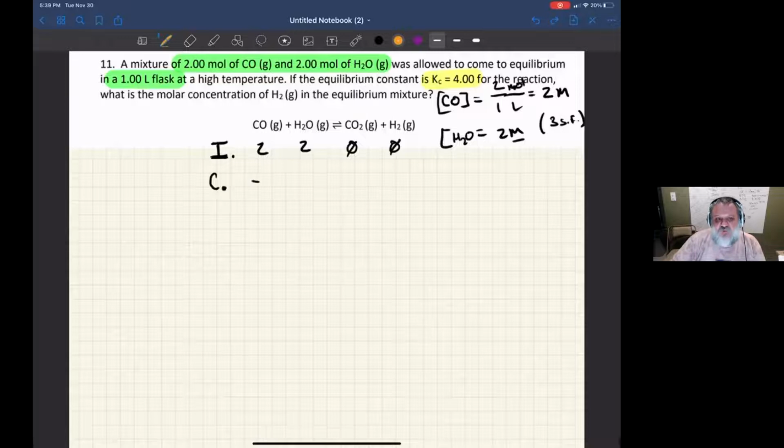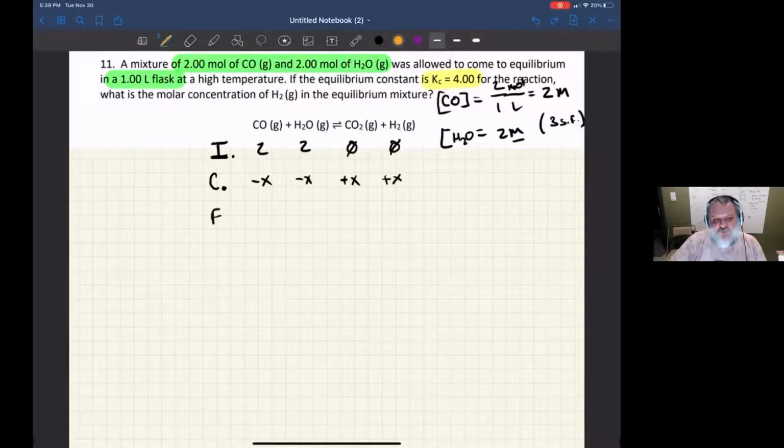How is it going to change? Well, I'm going to reduce CO by X. I'm going to reduce H2O by X. I'm going to increase CO2 by X, and I'm going to increase H2 by X. All the stoichiometric coefficients are 1, so I don't need to worry about adding any other stoichiometric coefficients. I have my full expression of changes in terms of X.